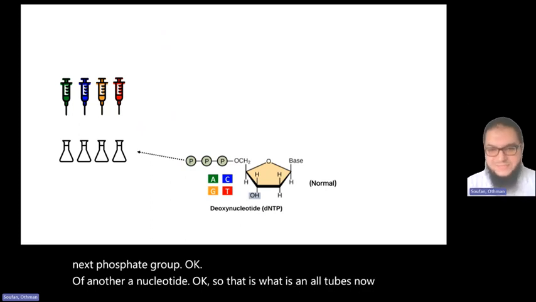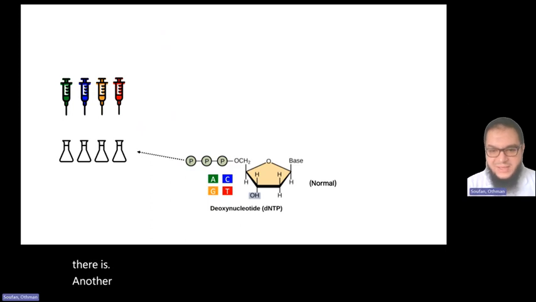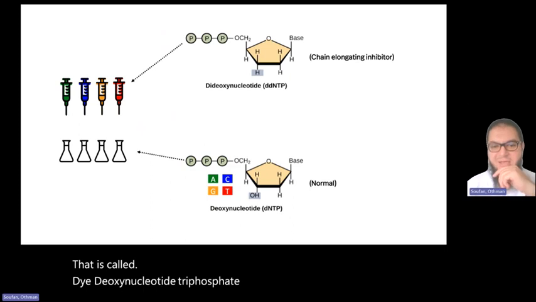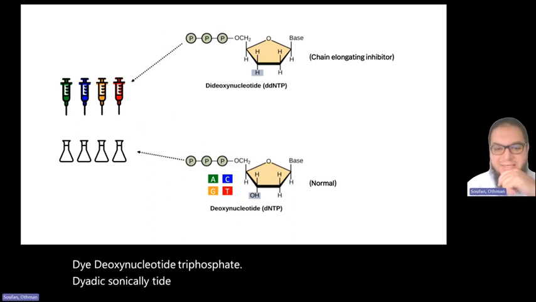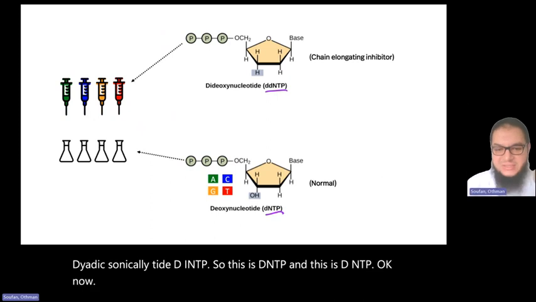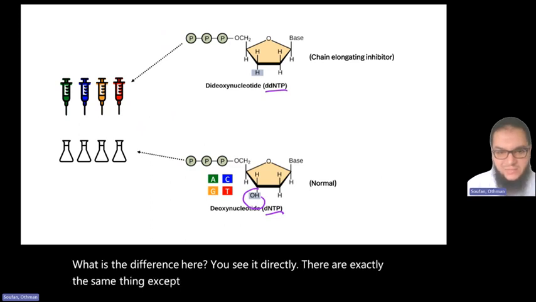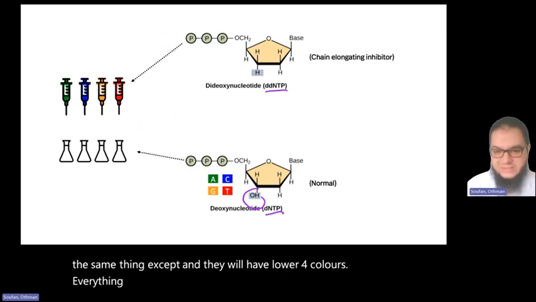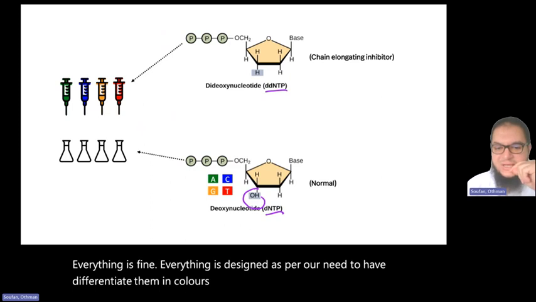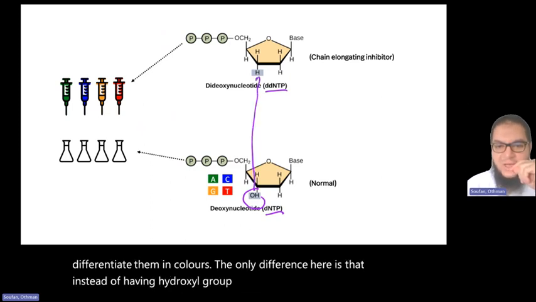Now there is another type of molecule that is called a dideoxynucleotide triphosphate, ddNTP. So this is dNTP and this is ddNTP. Okay. Now, what is the difference here? You see it directly. They are exactly the same thing, and they will have fluorophore colors. Everything is designed as per our need to differentiate them in colors. The only difference here is that instead of having a hydroxyl group, we have a hydrogen.